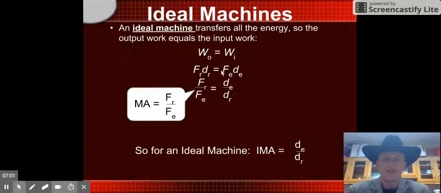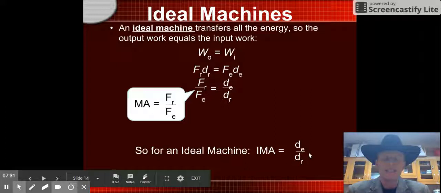But if we organize this a little differently and group the F's and group the D's, you divide both sides by FE, divide both sides by DR, and you have this new formula. On the left-hand side, in an ideal world, the mechanical advantage would be FR over FE, and it equals DE over DR. So in an ideal world, an ideal machine would have a mechanical advantage of DE, the distance divided by the other distance, the two distances moved, effort over resistance. So you have a new formula. It's called IMA.